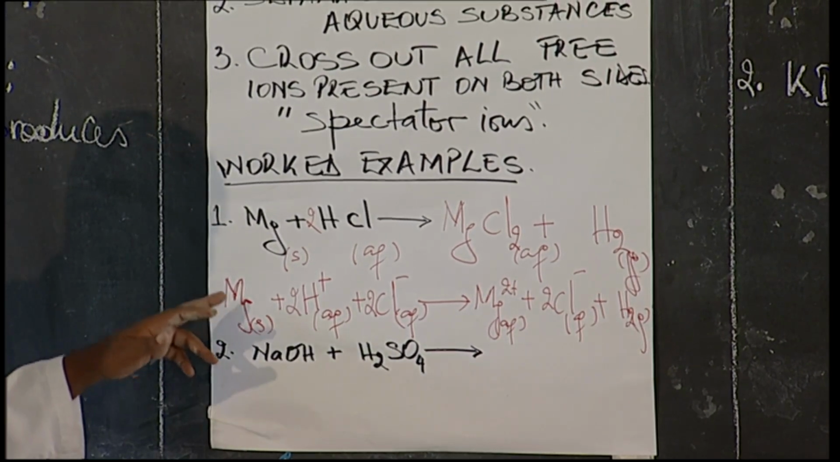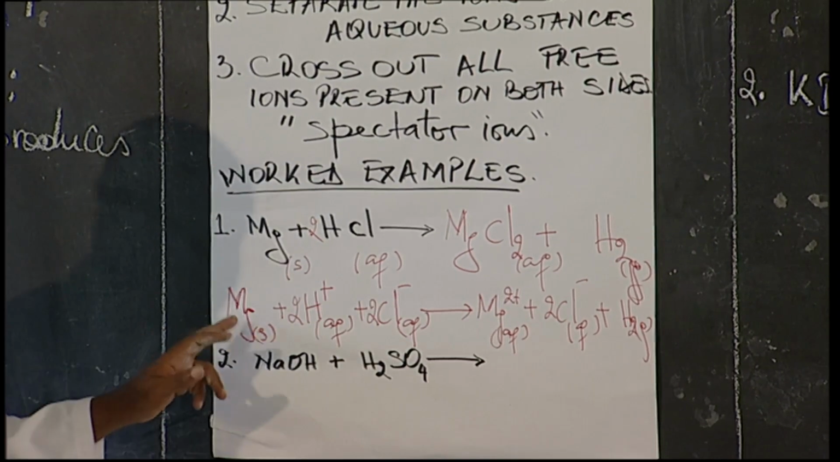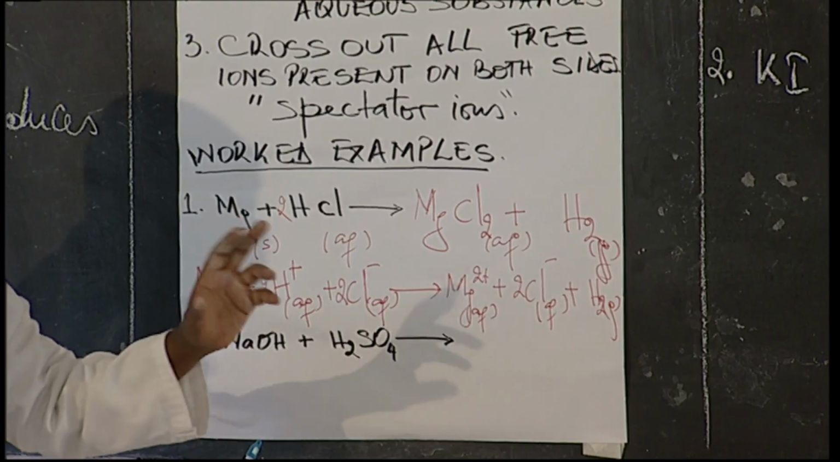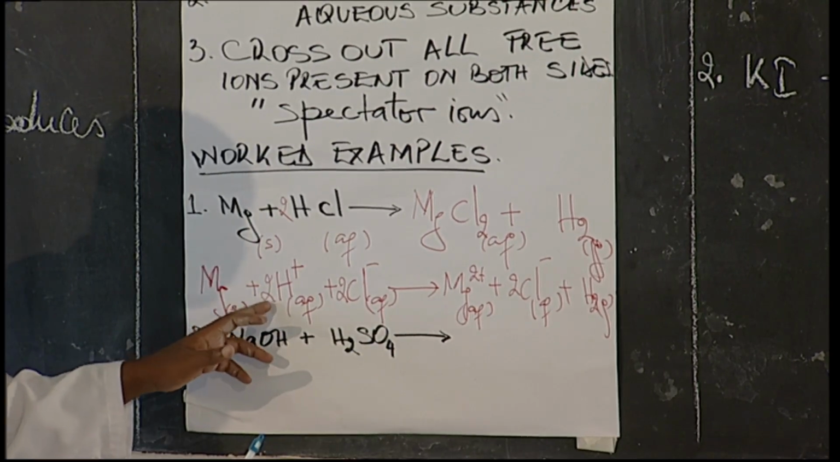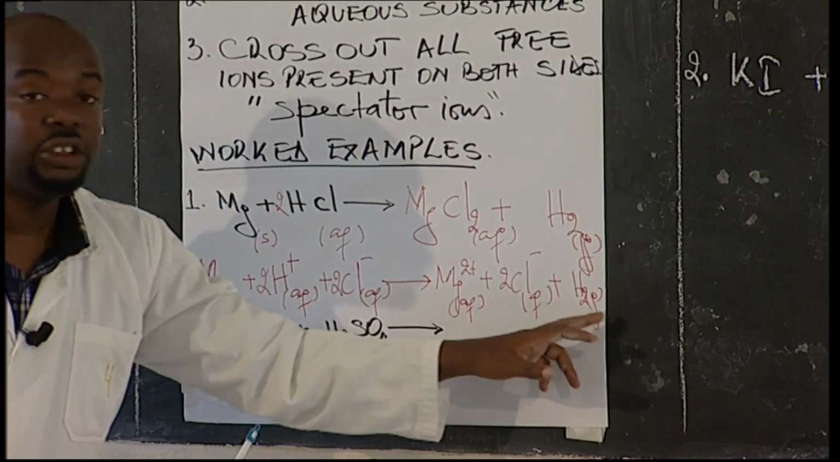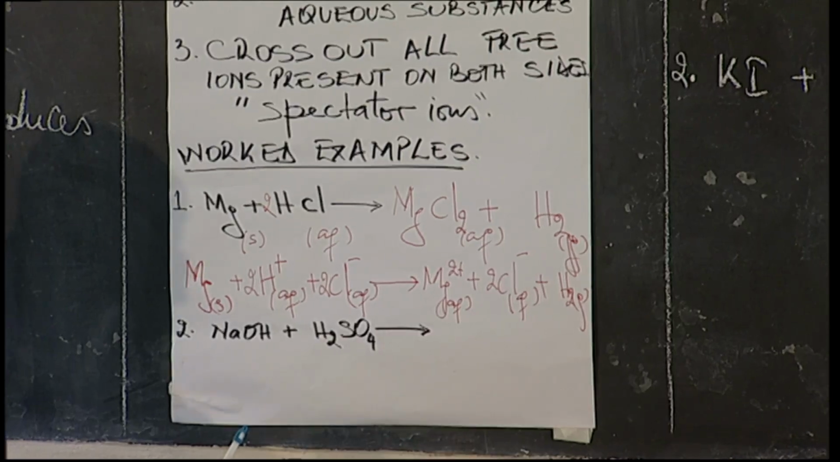Don't be confused. The magnesium we have here is very different from what we have here. This is in the solid state, but this is in the aqueous state. So you have to consider the states. Here we have 2H positive in aqueous state, but here it is hydrogen gas. So they are very different. We will not cross them out.